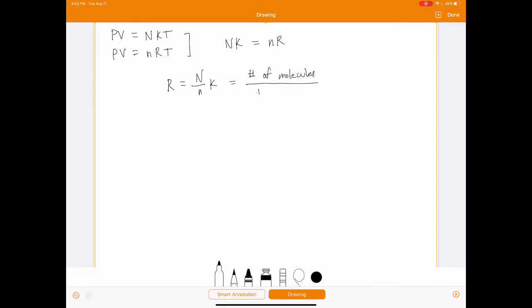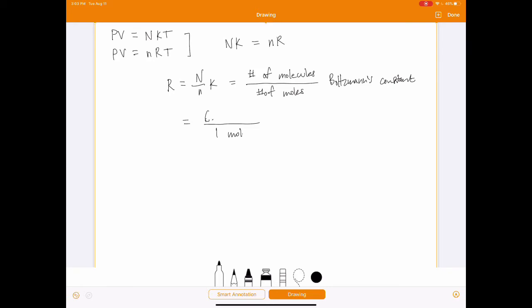Little n is the number of moles. And K is Boltzmann's constant. So we can actually plug in everything we know, because let's say we had 1 mole down here.